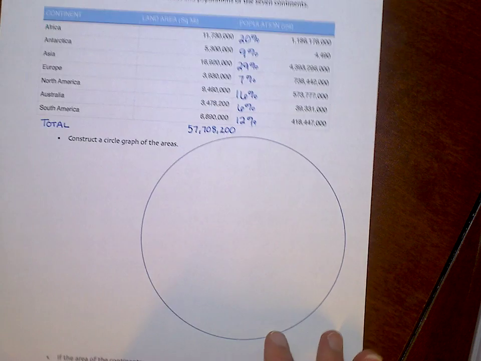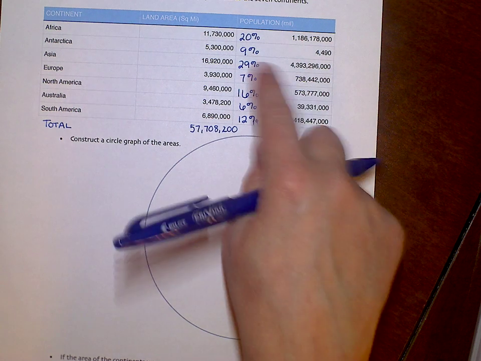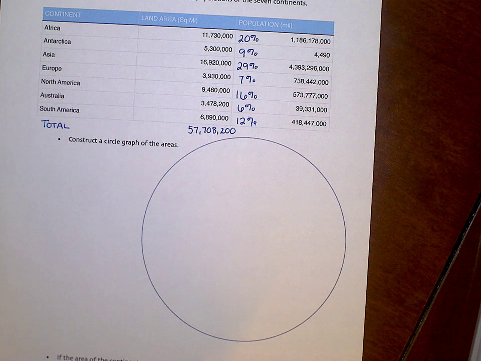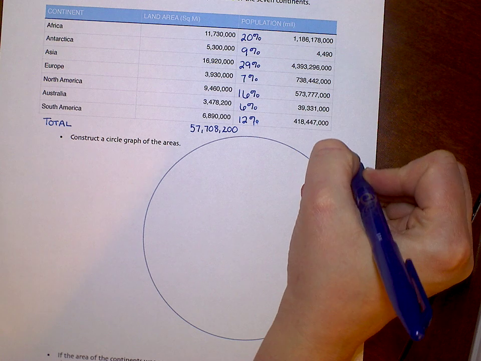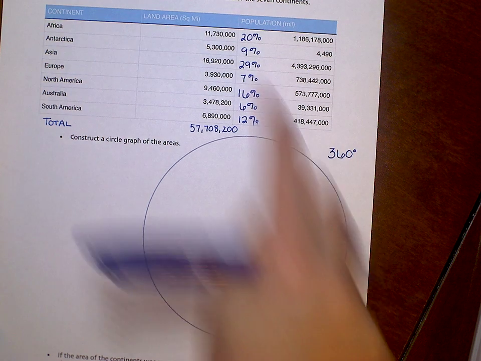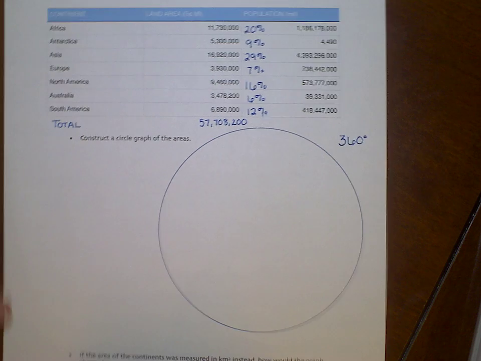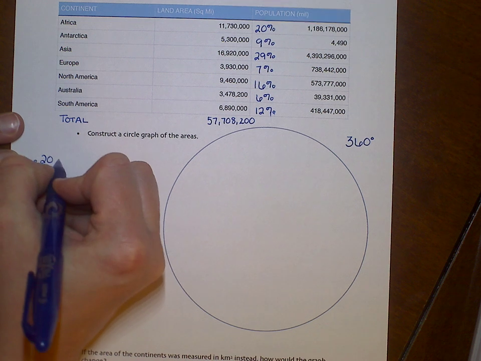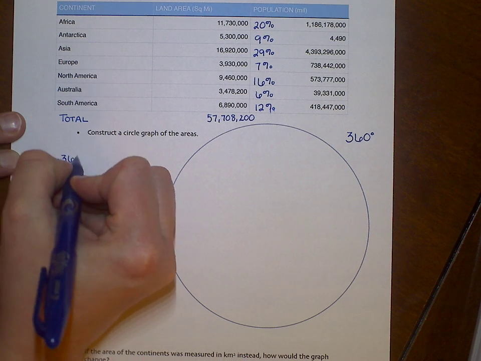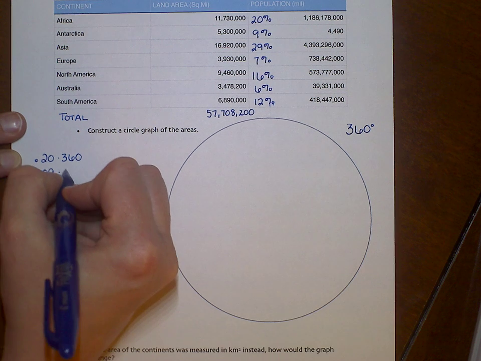Okay, so now to actually put it on the circle, some of you might just be able to estimate based on the percentages, but estimating what 9% of a circle looks like is going to be tough. But we know that a circle is 360 degrees, right? So I'm going to take those percentages and convert them to degrees, and then sketch those angles inside the circle. So, for example, I'm going to do 0.20 for the 20% times 360. Then I'm going to do 0.09 for the 9% times 360.